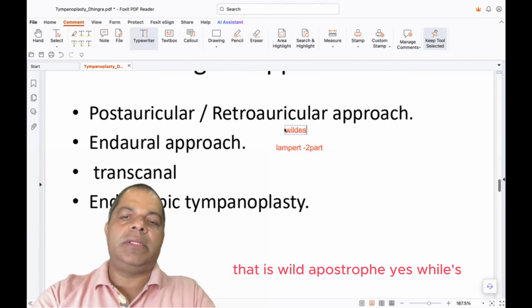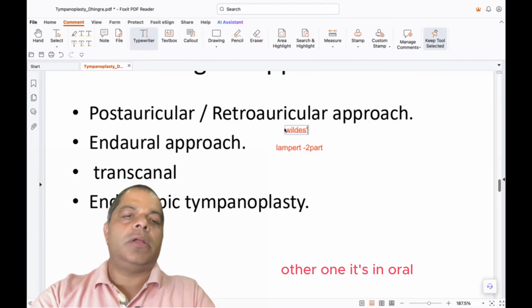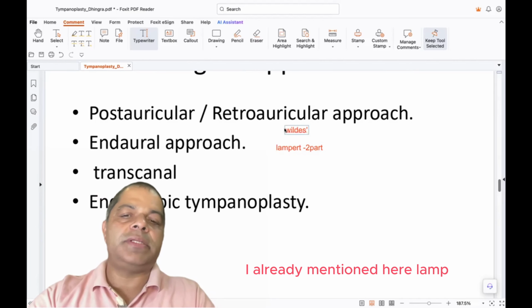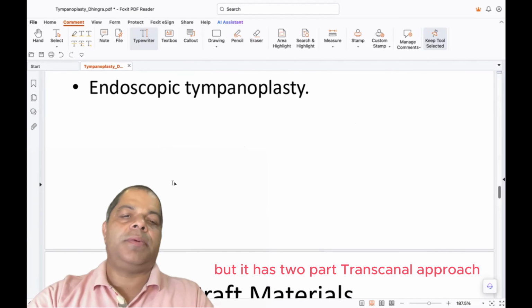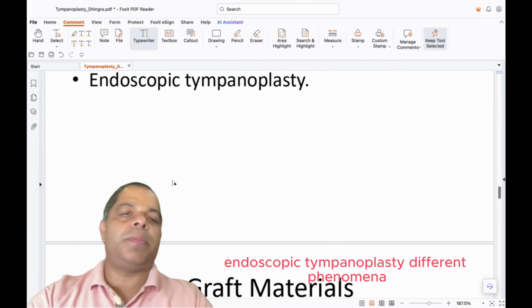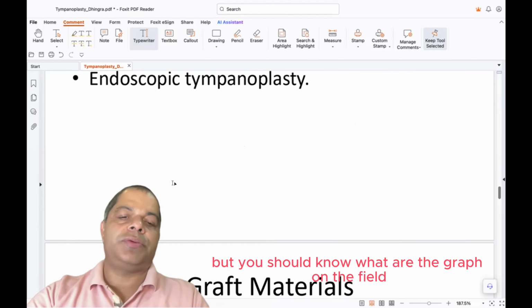The other one is endaural. I already mentioned Lempert here, it has two parts. Then the transcanal approach. Endoscopic tympanoplasty is a different phenomenon, but you should know it.